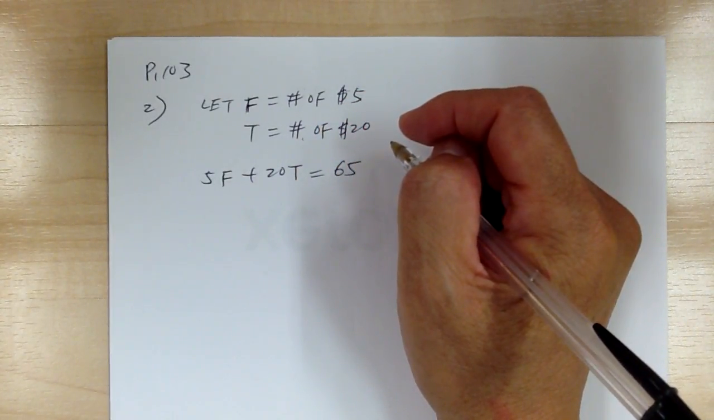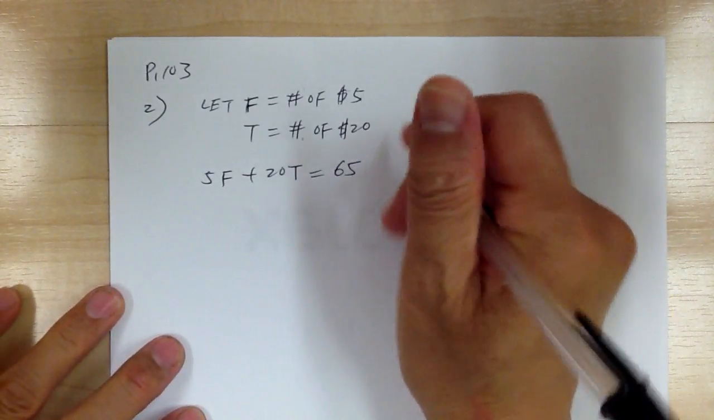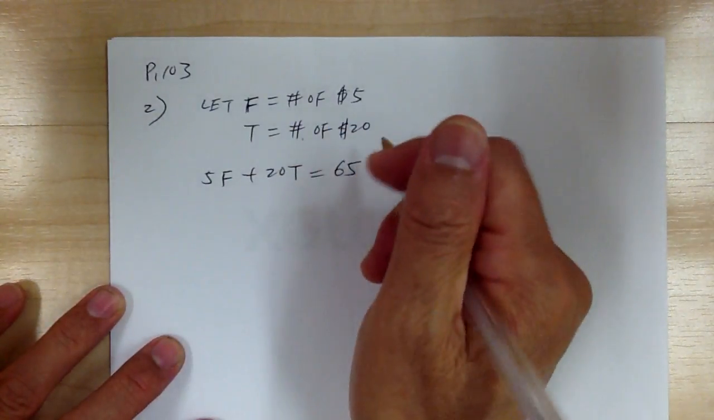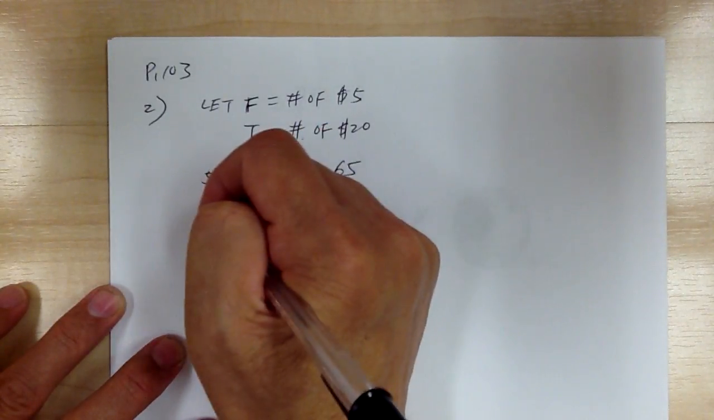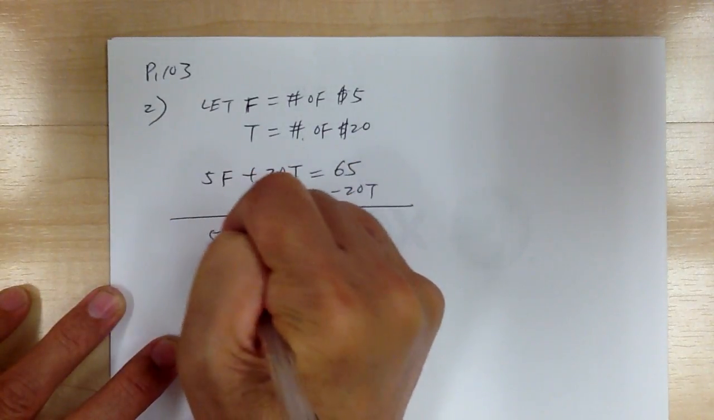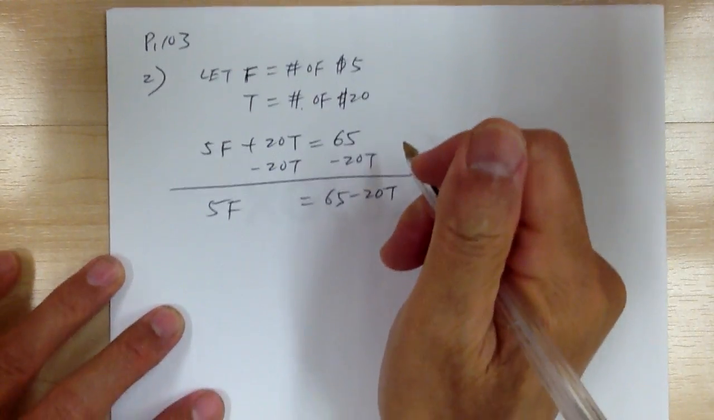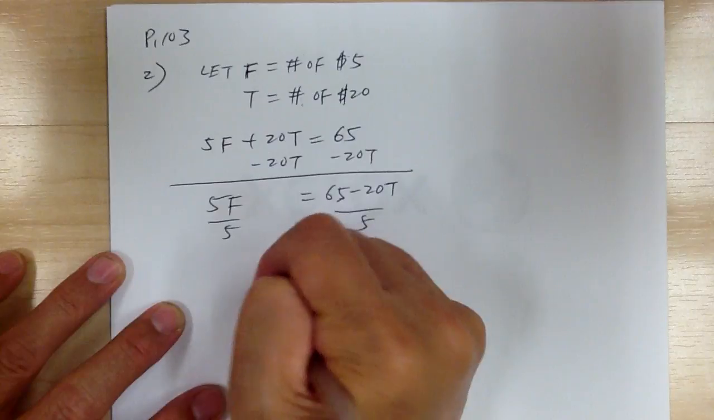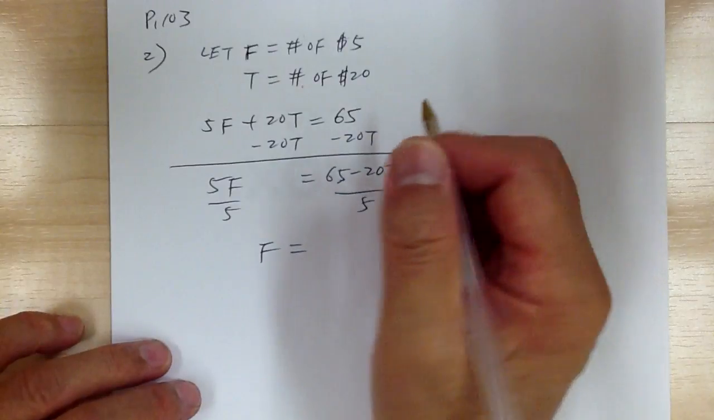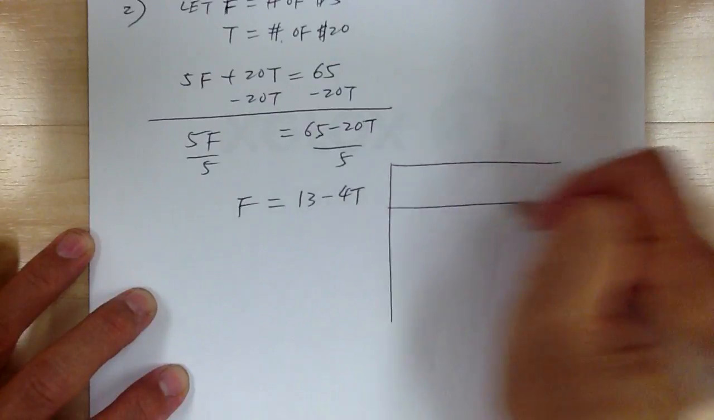And so you're looking for all the possibilities of all different types, just like before. Again, just like the previous one, you have to solve for one of the variables. It doesn't matter which one you solve. So if you solve for F, that's fine. So minus 20T, minus 20T. So you get 5F equal to 65 minus 20T. And you divide by 5, and one nice thing about money is that it has to be an integer. If it's not an integer, you know something is wrong. So you're going to get 13 minus 4T. Okay, so now you make the table.